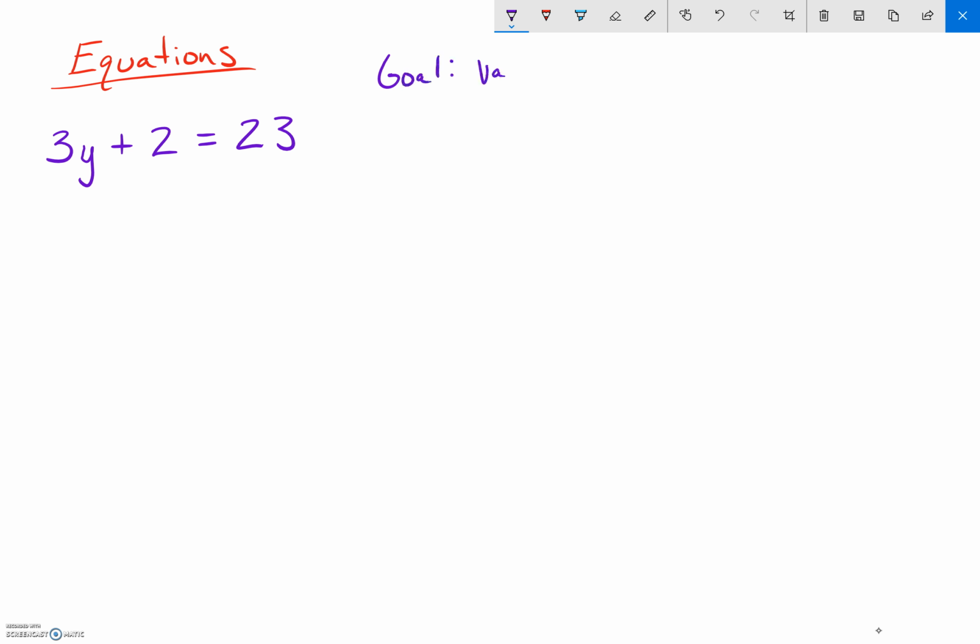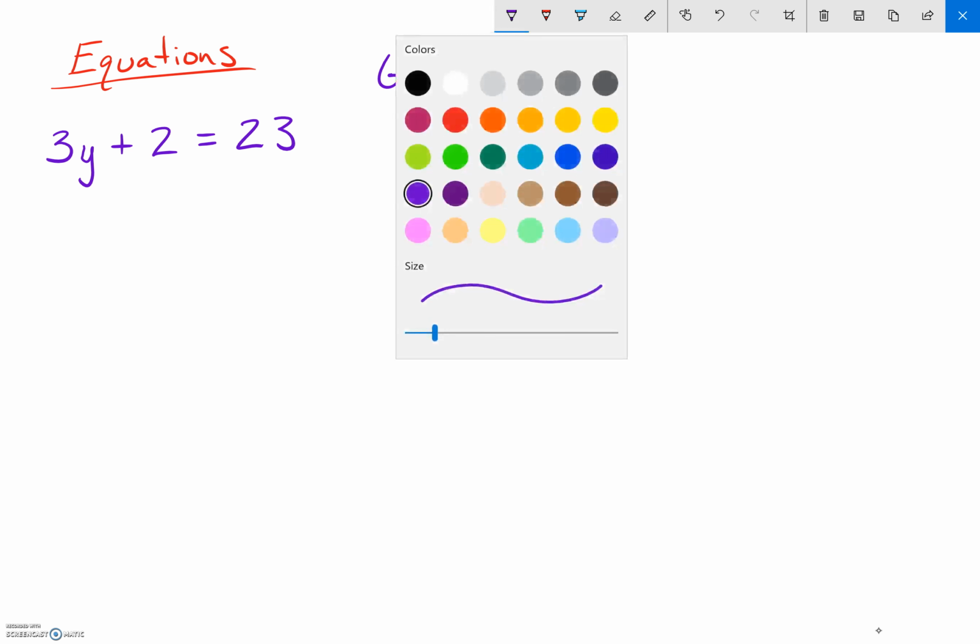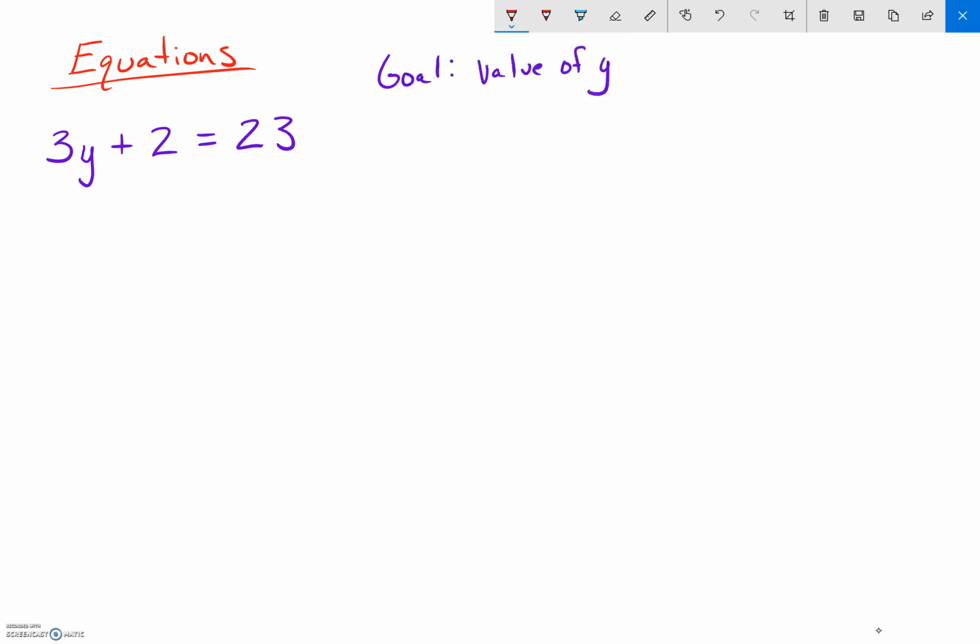The goal is to find the value of the variable y. So you can do it with mental math. Let's say maybe you think it's 2. If you think it's 2, you would do 3 times, and instead of y, you'd plug in a 2. 3 times 2 plus 2. Does that equal 23? 3 times 2 is 6, plus 2 is 8. Okay, 8 does not equal 23. So we know that y isn't 2.